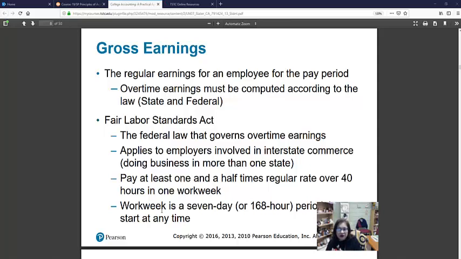The Fair Labor Standards Act is the one that governs the overtime earnings. It applies to employers involved in interstate commerce, which means doing business in more than one state. The other thing is that you must be paid at least 1.5 times your rate over the 40 hours worked. And we'll get into the calculation in a little bit. A work week is a 7-day or 168-hour period that can start at any time.